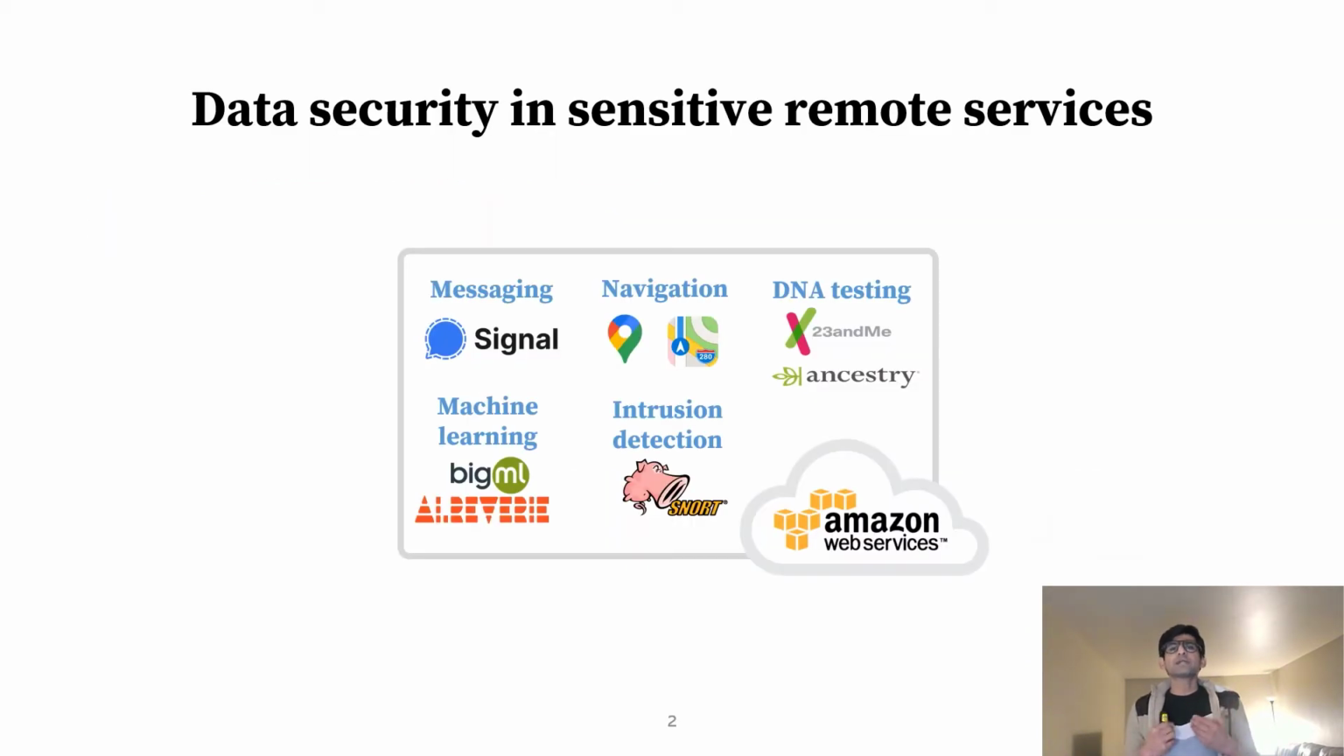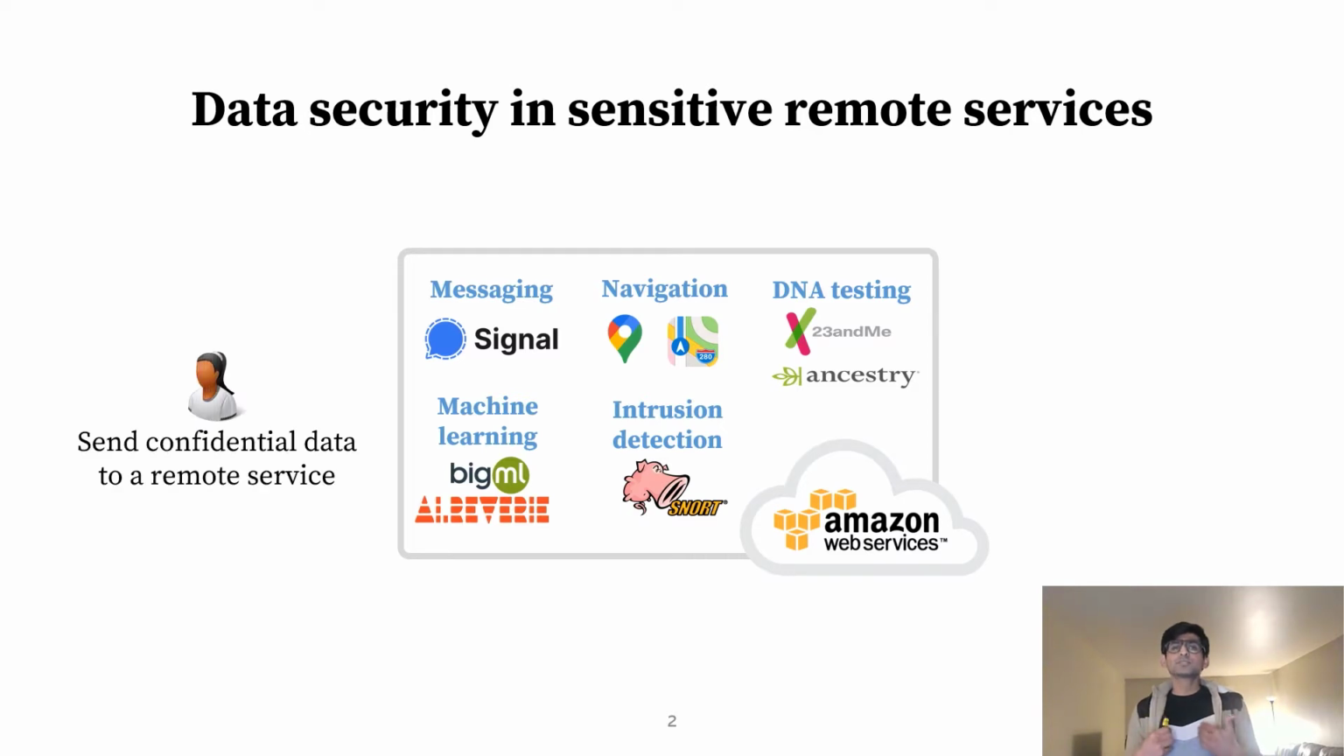So, modern cloud machines implement a lot of sensitive services that have access to a lot of confidential data. For example, we have private messaging services such as Signal that has access to our contact information and our messages. We have navigation systems that have access to our location. We have DNA testing services that have access to our actual DNA, and other services such as machine learning and intrusion detection systems are implemented on cloud machines.